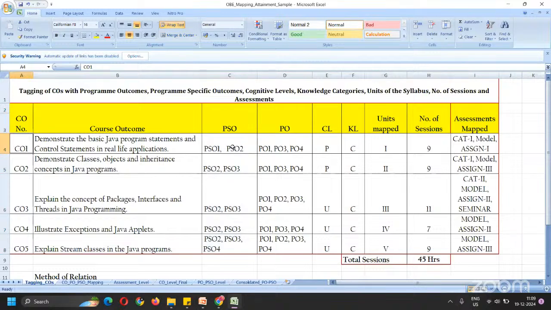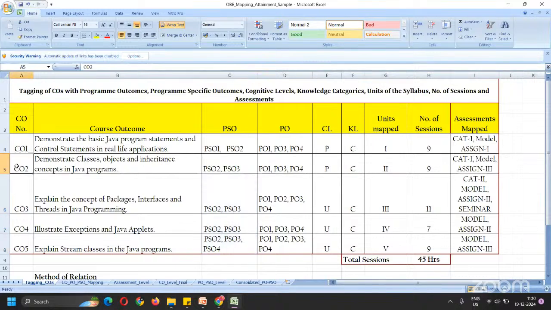Okay, so look at this column, PSO. I have tagged my CO1 with PSO1 and PSO2, which means that CO1, my course outcome 1, is contributing to the program specific outcomes set for the department, that's PSO1 and PSO2. Okay, so that is what this table represents. This column represents which COs are mapping to which program specific outcomes.